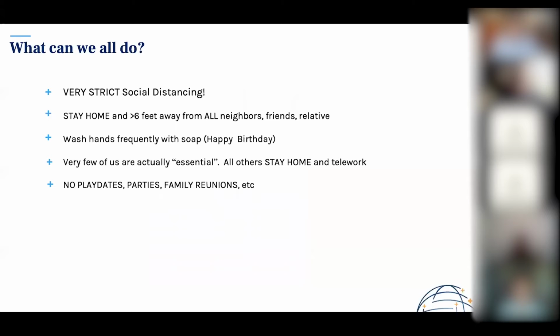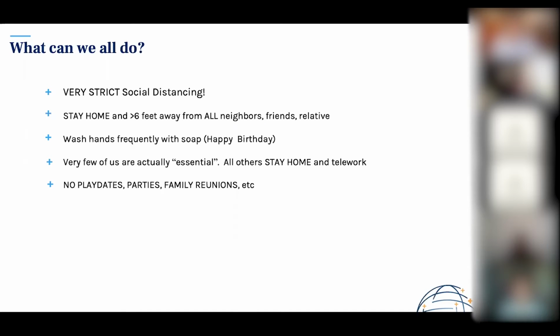So I think I'll just end by reminding us all we have to practice very strict, let's not call it social distancing anymore, let's call it physical distancing. I think we can still be social, and I certainly don't have to tell your generation how to be social on media, but we should be physically distancing and stay home, at least 6 feet away from all neighbors, friends, and relatives you don't live with.